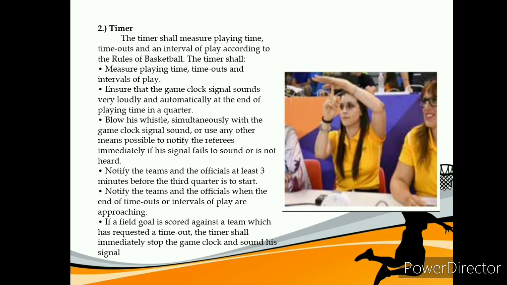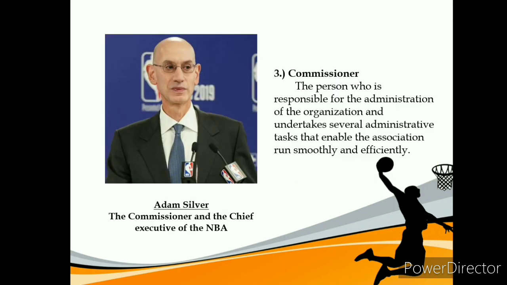The third important person in the table officials is the commissioner. It is the person who is responsible for the administration of the organization and undertakes several administrative tasks that enable the association to run smoothly and efficiently. The commissioner supervises the activities of the organization, such as arranging for game referees and scheduling games, and they're also the one who deals with the media. One example is the commissioner and chief executive of the NBA, Adam Silver.